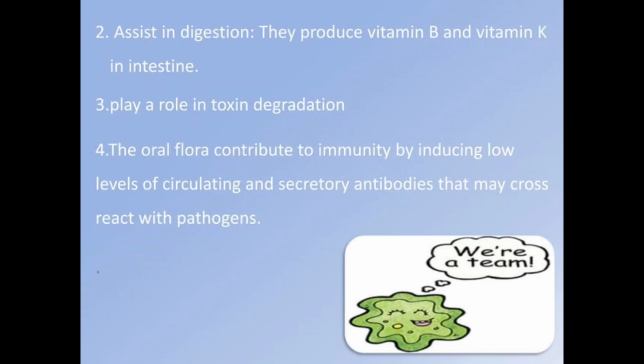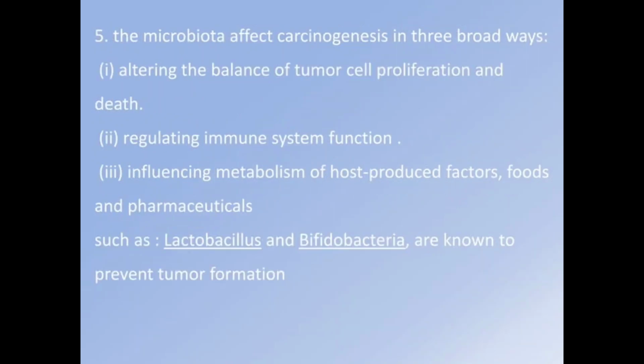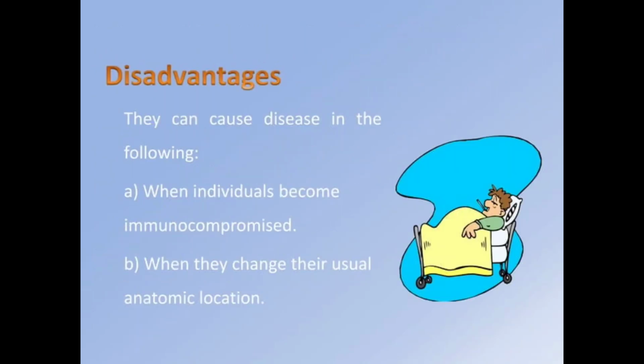The oral flora contribute to immunity by inducing low levels of circulating and secretory antibodies that may cross-react with pathogens. The microbiota affect carcinogenesis in three broad ways: altering the balance of tumor cell proliferation and death, regulating immune system function, and influencing metabolism of host-produced factors, food and pharmaceuticals. Lactobacillus and bifidobacteria are known to prevent tumor formation. The disadvantages of normal flora: they can cause disease in the following.